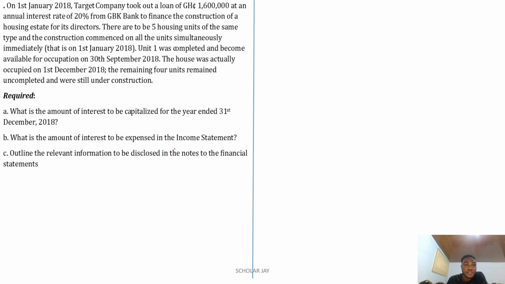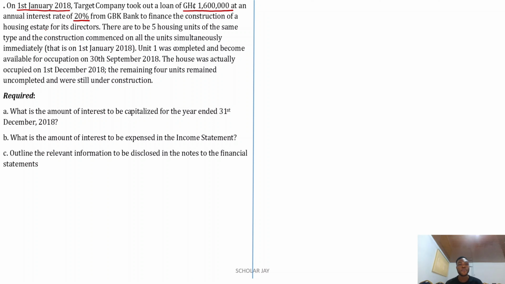On 1st January 2018, Target Company took out a loan of 1.6 million Ghana cedis at an annual interest rate of 20%. So they took a loan at an interest rate of what? 20%. Do you remember I told you that interest rate is always for the year? They won't give you an interest rate for 5 years. No. They'll tell you that the interest rate is per year. The loan was from GBK Ghana Bank, to finance the construction of a housing estate for its directors.